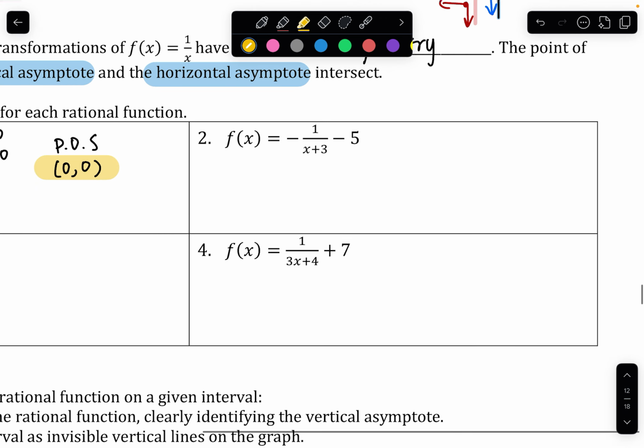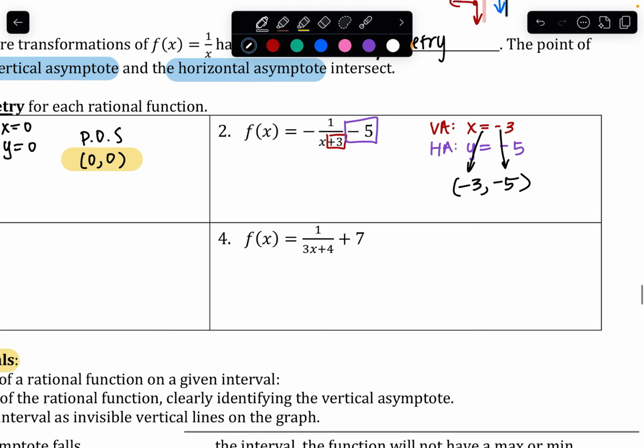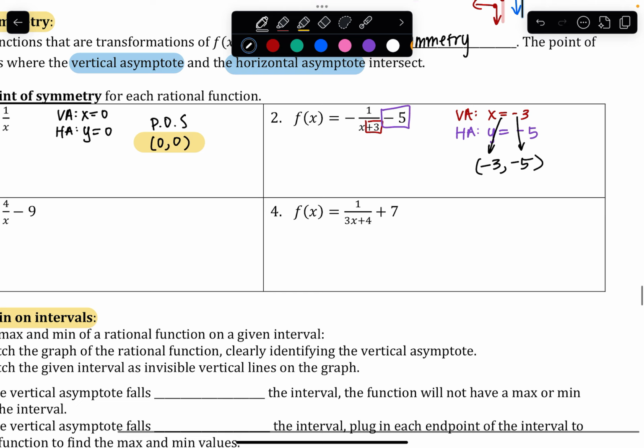Okay, this next one has been moved left 3, and so our vertical asymptote is x equals -3. Then it has moved down 5, so our horizontal asymptote is y equals -5, and so our point of symmetry would be -3, -5. The x goes in the x spot, the y goes in the y spot, just thinking about where these would intersect.